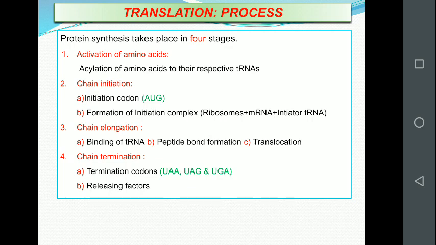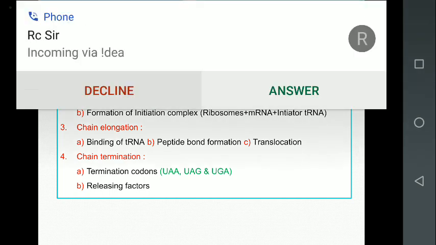The second stage is chain initiation. So in chain initiation, what happens? The assembly of all the required components of the translation machinery takes place, like ribosome, mRNA and tRNA. The initiating tRNA takes its place.